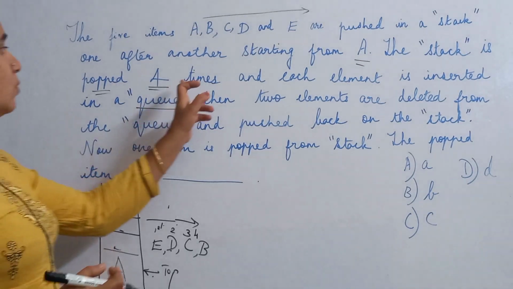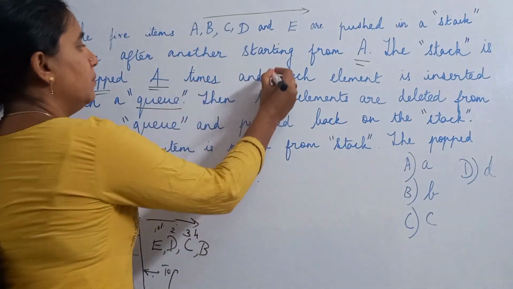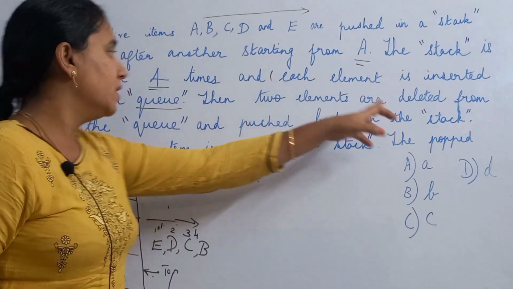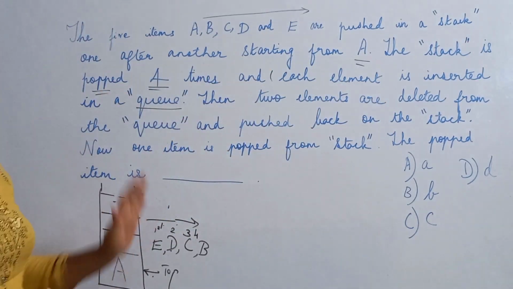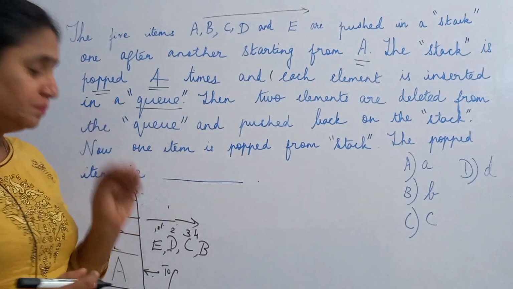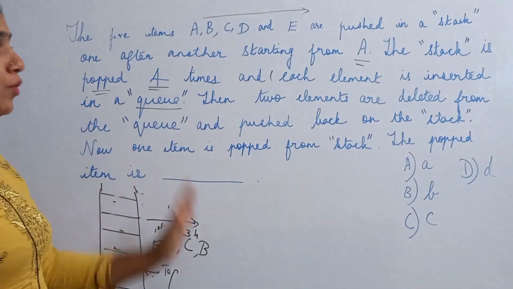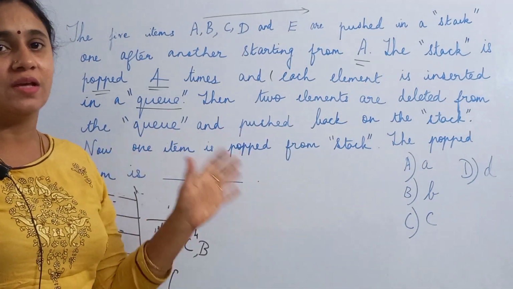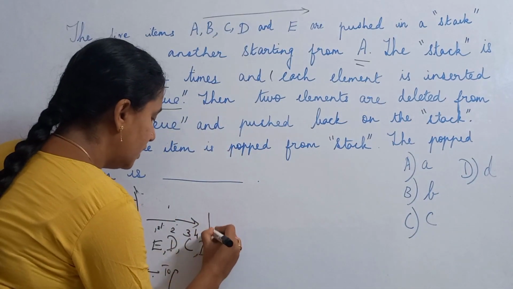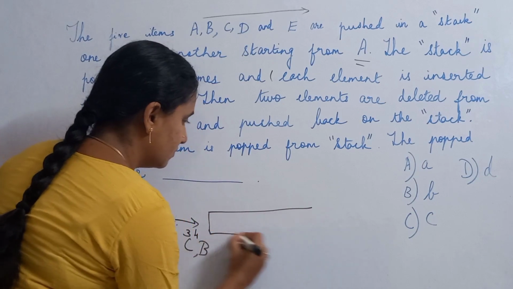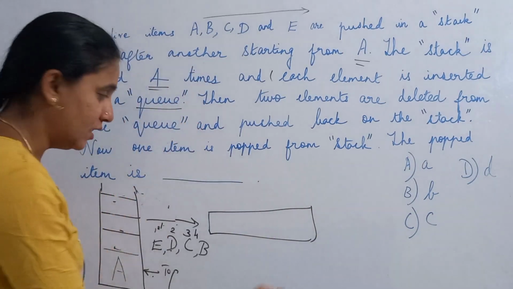Okay, so now what is being given? So read from here. So each element is inserted in a queue. So that is after removing the 4 elements from the stack, we are going to insert each and every element inside the queue. So shall I draw a queue data structure? So this is my queue data structure. Okay, I have drawn a queue data structure.